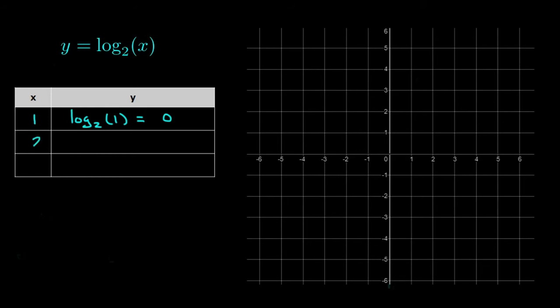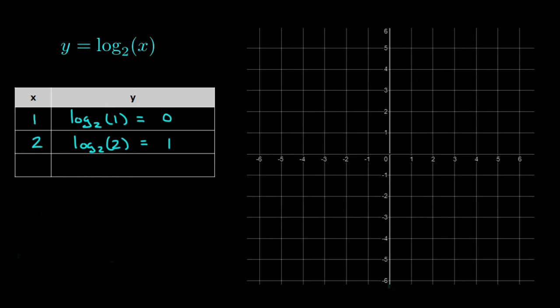And the next sensible x value, of course, is to copy your base and rewrite that inside. So make your input 2 in this case. And that's a pretty trivial log to evaluate because this is saying 2 to what power gives me exactly 2. Of course, that is the power of 1.